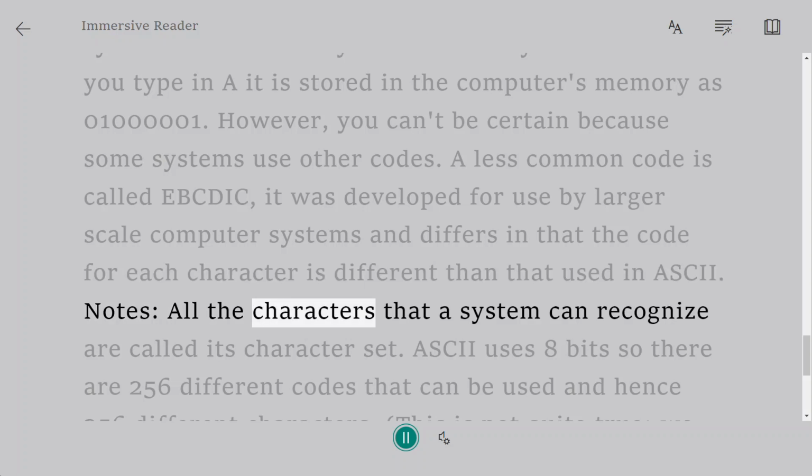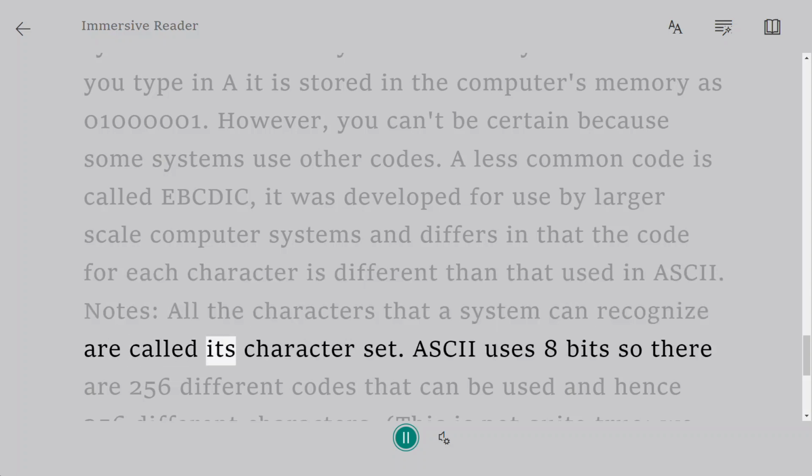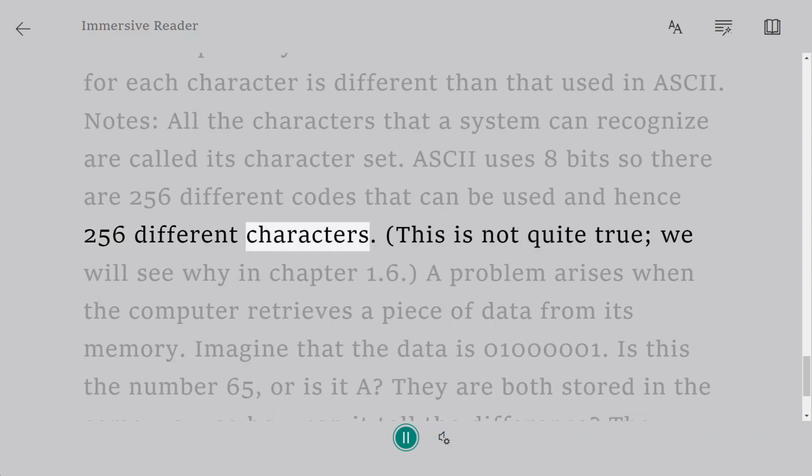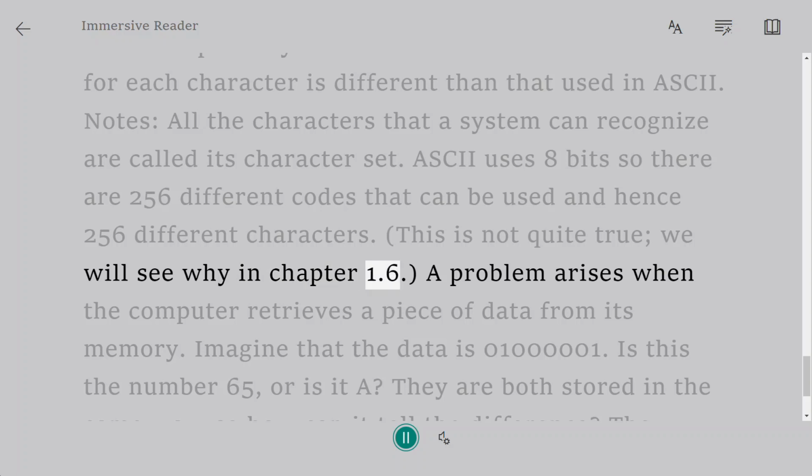Note: all the characters that a system can recognize are called its character set. ASCII uses 8 bits, so there are 256 different codes that can be used and hence 256 different characters. This is not quite true. We will see why in Chapter 1.6.